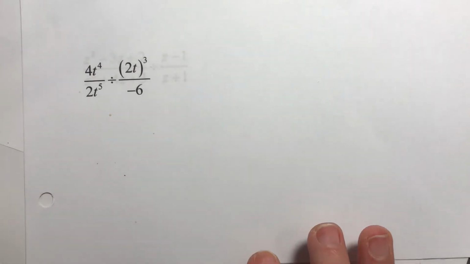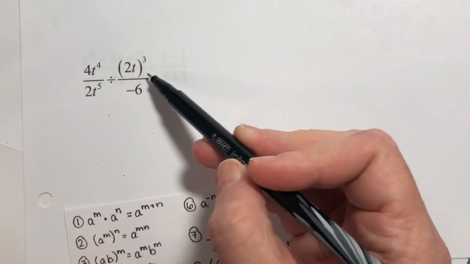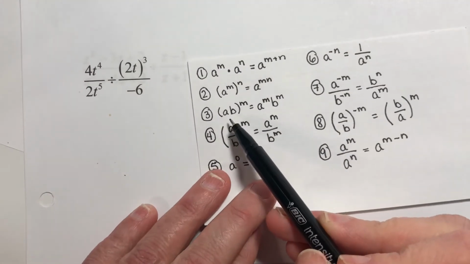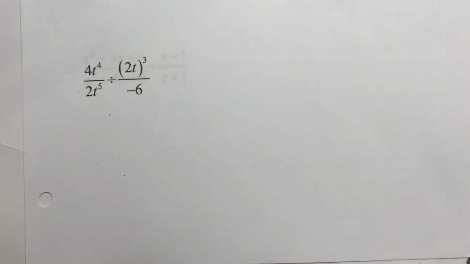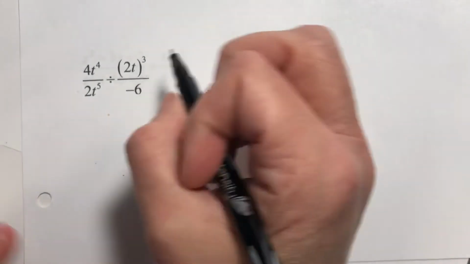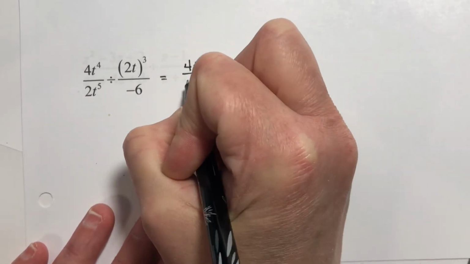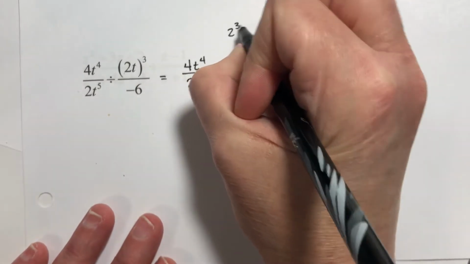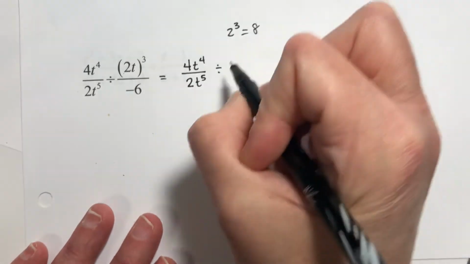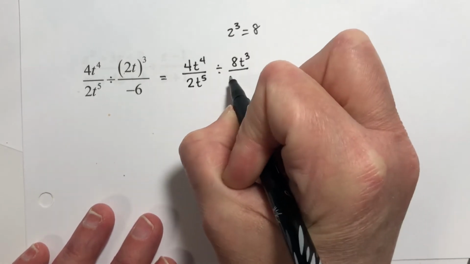Okay, this is a similar problem, but we are going to have to remember what this means. This is one of our power rules. It was property 3. If you have an exponent on the outside, it gets put on each one. Okay, so I'm going to rewrite this by doing that. 2 cubed is 2 times 2 times 2, which is 8. So this is 8t cubed over a negative 6.